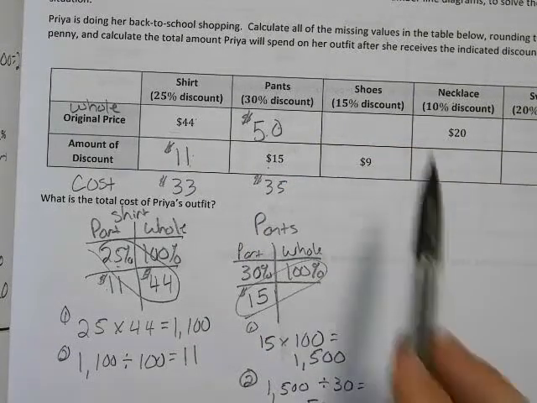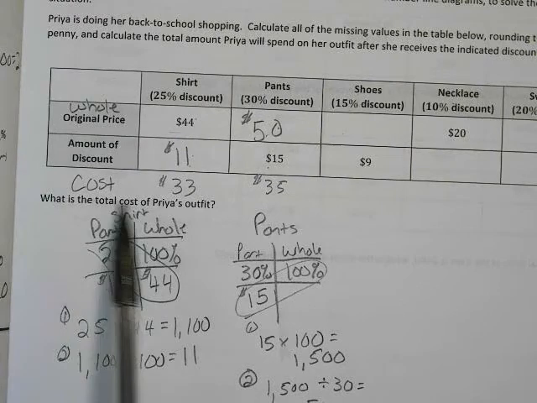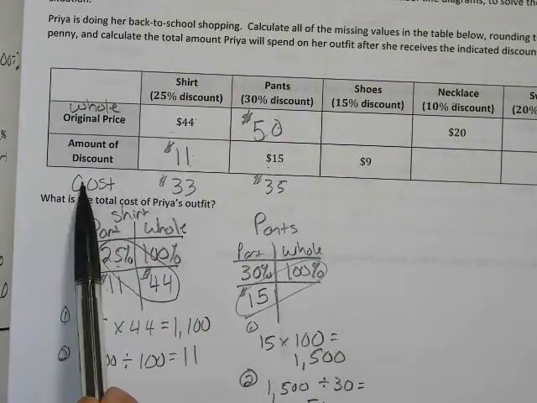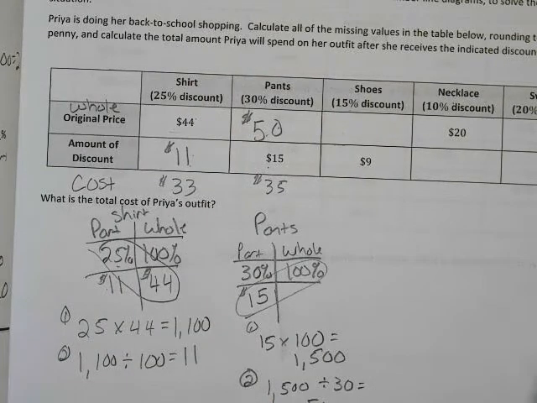Now, please continue this table, and then they want to know what is the total cost of her outfit. Not what it would have cost, which is the original price, but what is the cost after all the discounts were taken off.